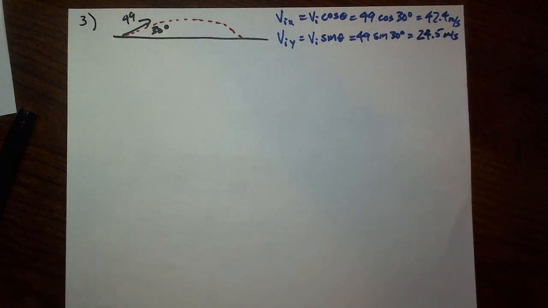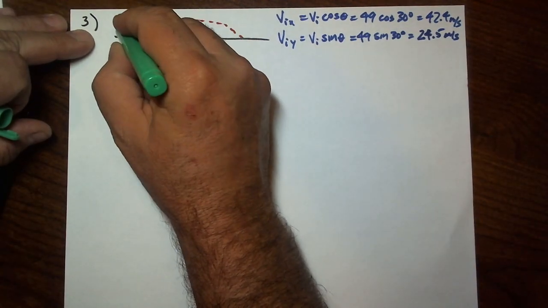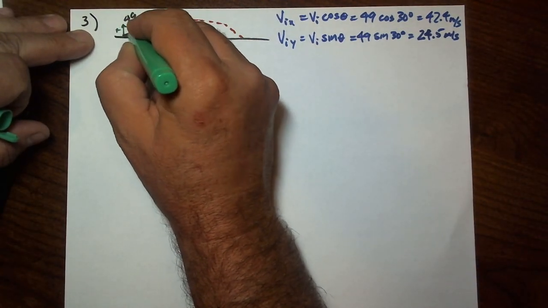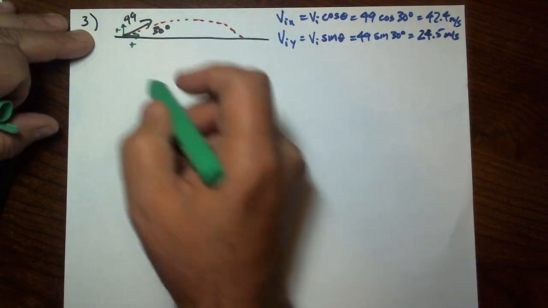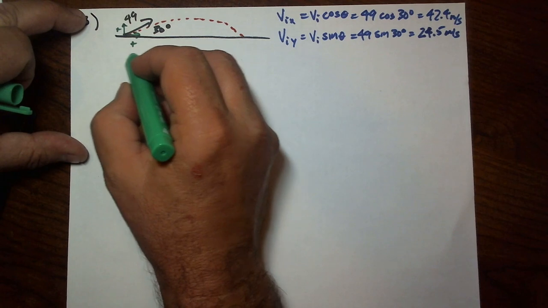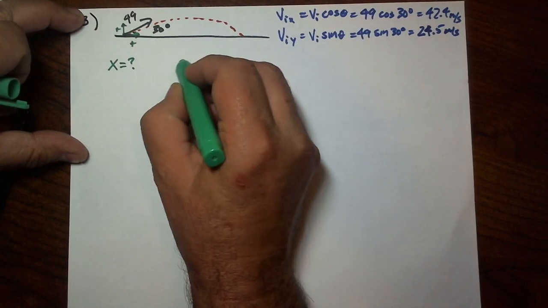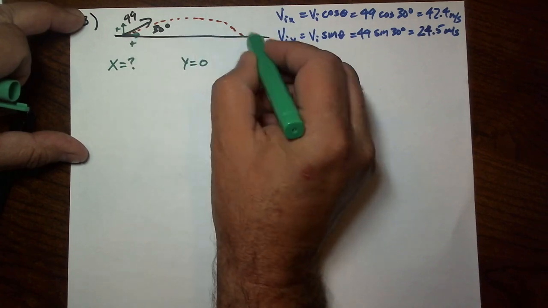Okay, now that we have those two numbers, they go in the list of knowns and unknowns. Oh, coordinate system. Here, with up going positive and to the right going positive. That means that things are going to change. This is the opposite than we did with classic number 1. Final position in X we don't know. It's over here. Final position in Y is 0. It gets back to the ground.